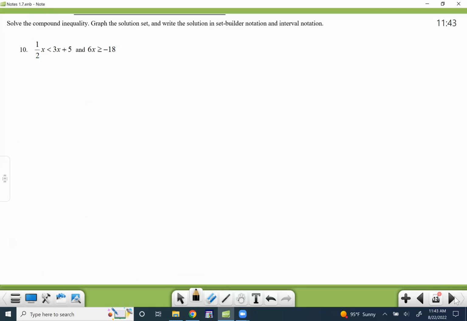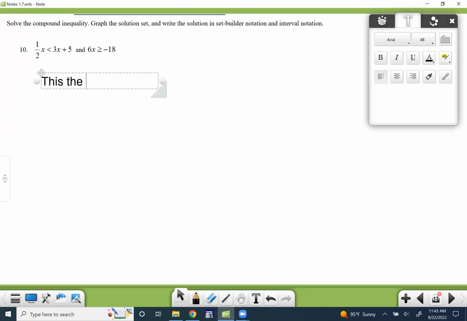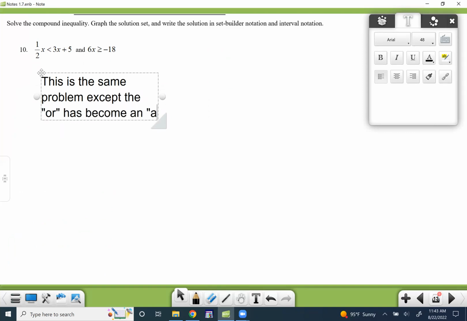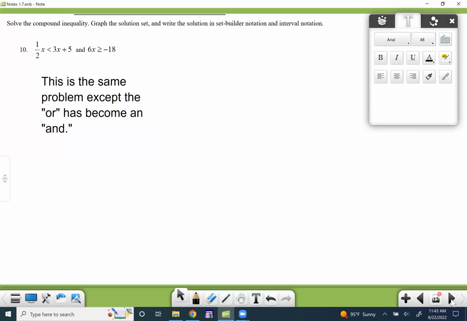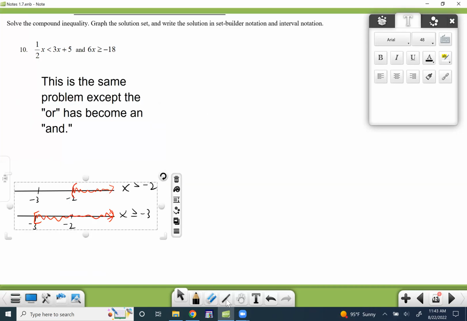All right. This is the exact same problem. They just changed the "or" to an "and". So why don't we just go to those number lines? Okay, I'm going to go back and I'm going to kind of steal these. I'll try to steal them. Okay, and then I'll just draw one more.